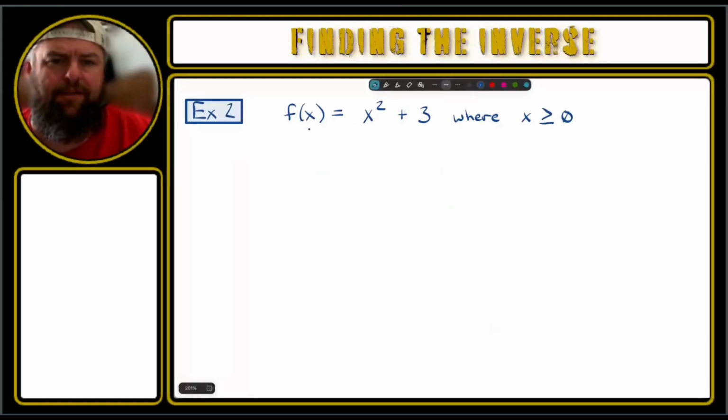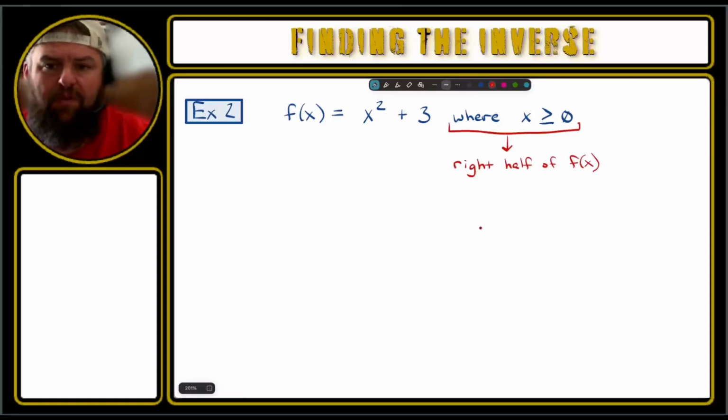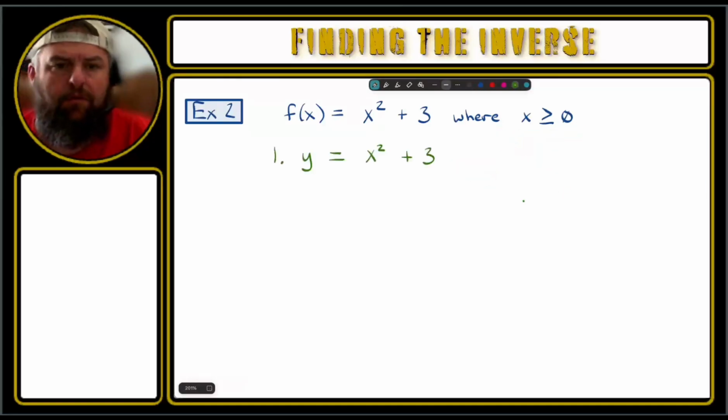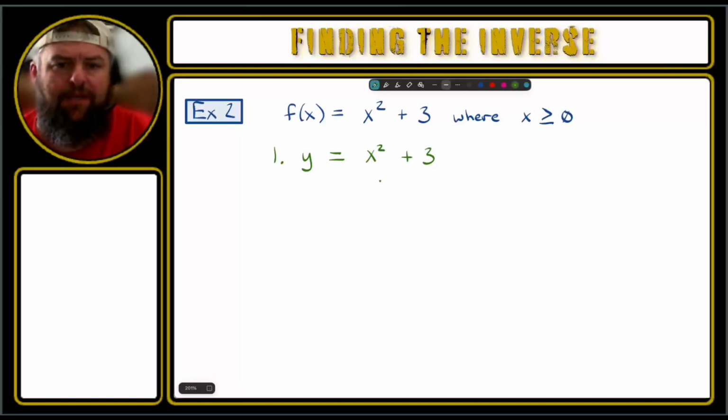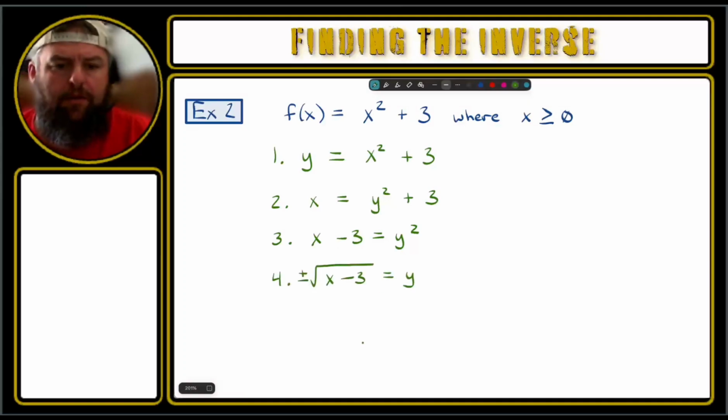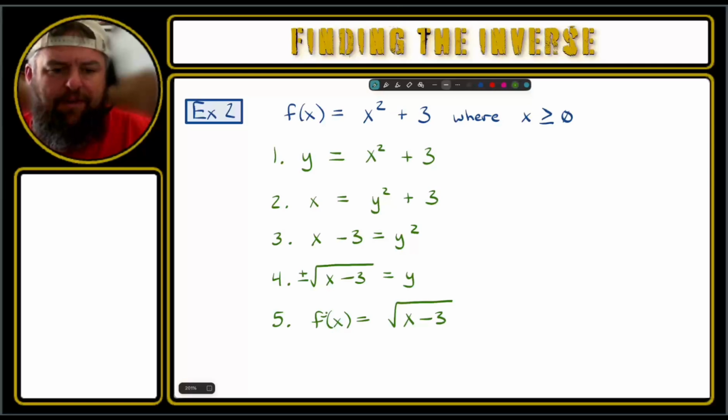Now, let's consider in the second example the same function, but this time where x is greater than or equal to 0, which is now restricting it to just the right half of f of x. For this example, the process doesn't really change. We start off with y equals x squared plus 3. Making the switch, we get x equals y squared plus 3. Continuing, we get x minus 3 equals y squared, giving us the plus minus square root of x minus 3 equals y, which gives us the final inverse function f inverse of x equals the square root of x minus 3.